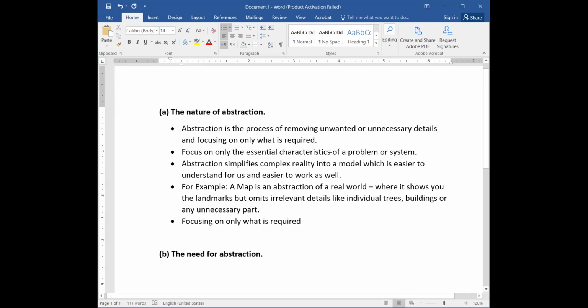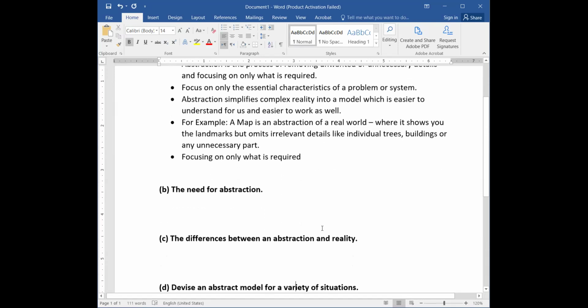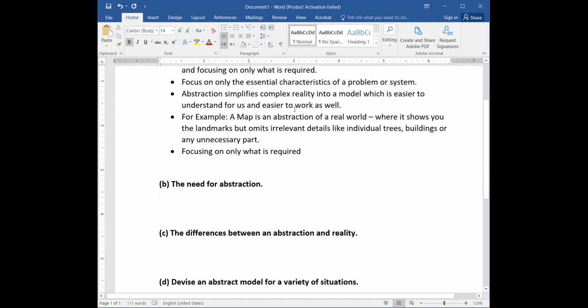Do you have any problem in this? No. Then, if I move on to the need for abstraction, can you give me any point? What is the need for abstraction? Okay. It is to mainly make it easy for us to tell which one is important, which one is not, which will basically make the program easier to solve and simplify complexity, allowing us to focus on essential features.